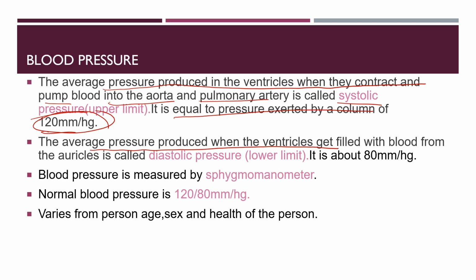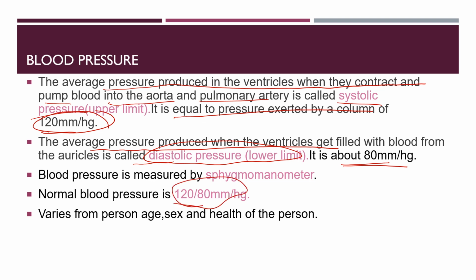The average pressure produced when the ventricles get filled with blood from the auricles is called the diastolic pressure, and it is the lower limit, about 80 mm Hg. So the pressure produced by the ventricles to pump the blood into the aorta and the pulmonary artery is the systolic pressure, and the average pressure when the ventricles are getting filled with blood from the auricles is the diastolic pressure. It is about 80 mm Hg. So the normal blood pressure is 120 by 80 mm Hg.